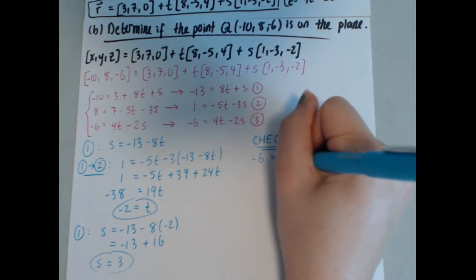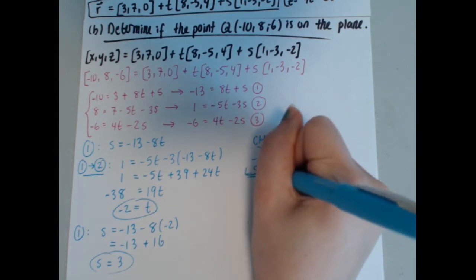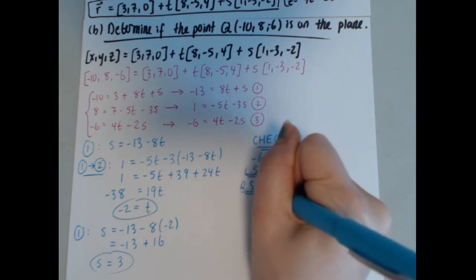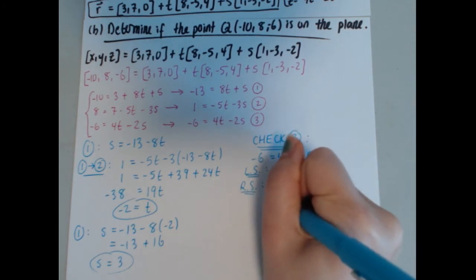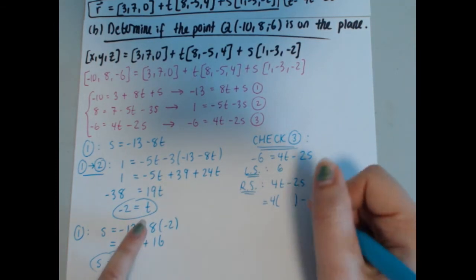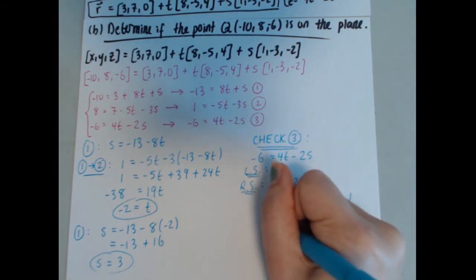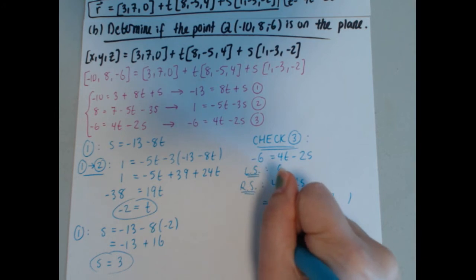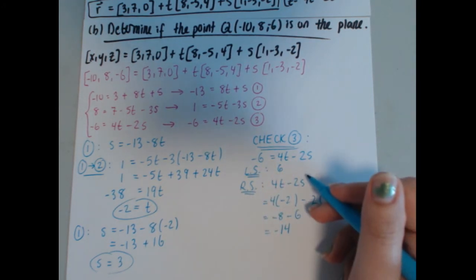-6 is equal to 4t minus 2s. So the left side of this equation is -6. We're going to investigate the right side here. The right side is 4t minus 2s. T is -2, s is 3. 4 times -2 is -8, minus 2 times 3, which is 6. That's minus 14. Minus 14 does not equal -6.